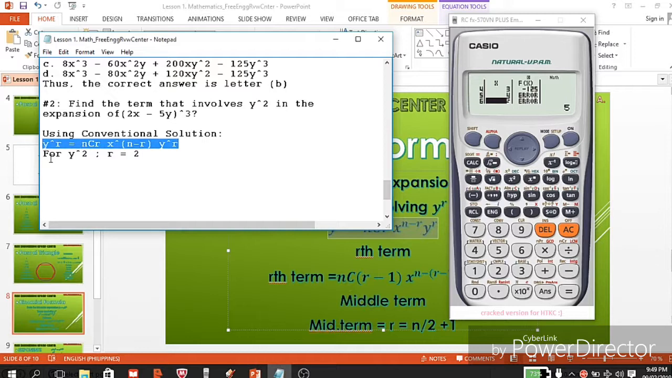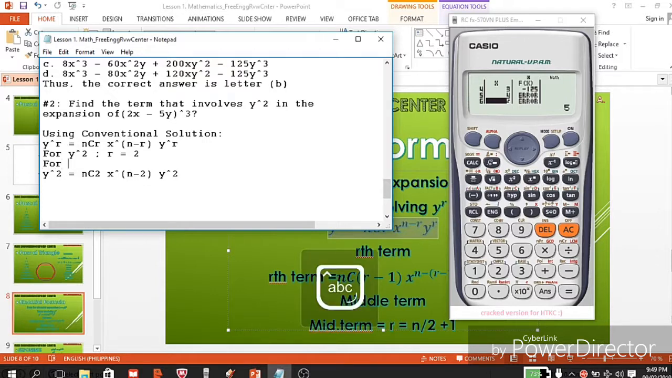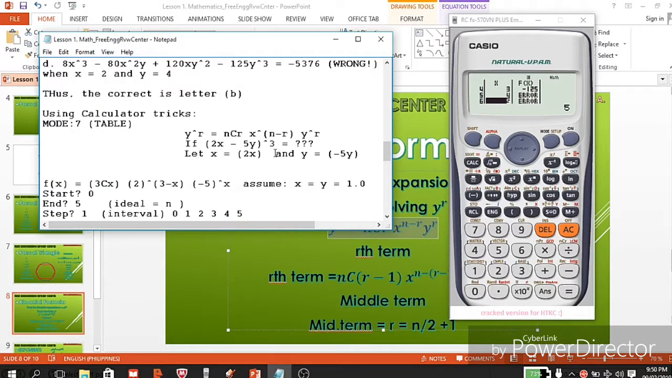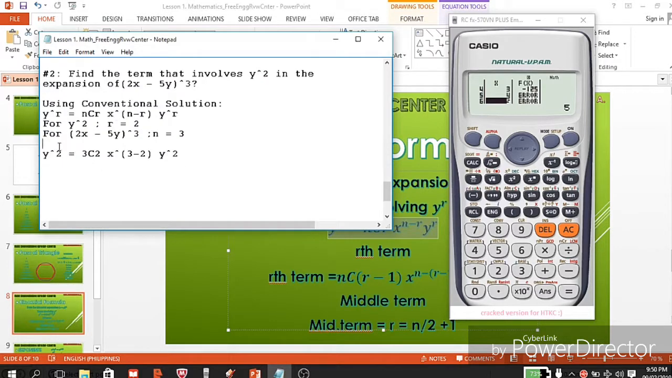So I'm going to substitute 2 in the equation. We get this 2, this 2, and we have this. Now the value of n. For the problem here, we get n equal 3. So I'm going to type in here, we have 3. Next, we need to let x equal 2y, and y would be negative 5y. So I'm going to change this one, copy, let's change this one, and this one. So this is now the final.